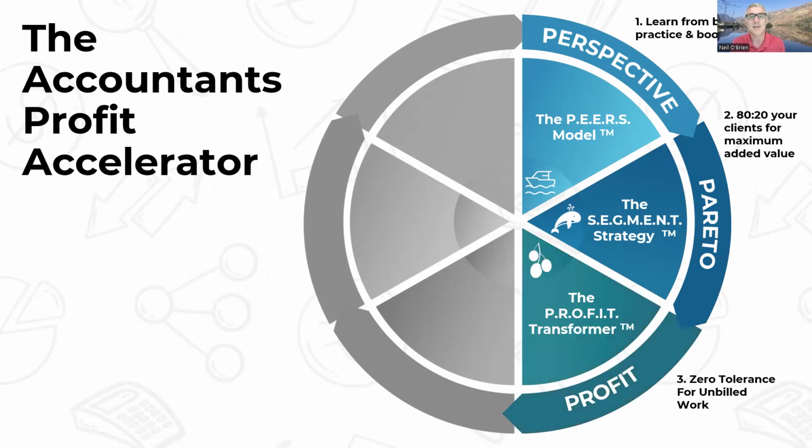Now, the third plank is the profit transformer. And what this does is it looks at the gap that almost every accountant has between their fees and their WIP, or between their fees and what their fees could and should be. And we show a way that you can very easily give value to clients, which leads to those fee increases, and we've seen accountants boost their fees and profits by 200,000-300,000 in a 3 or 4 month period. So it's really low hanging fruit for most accountants.